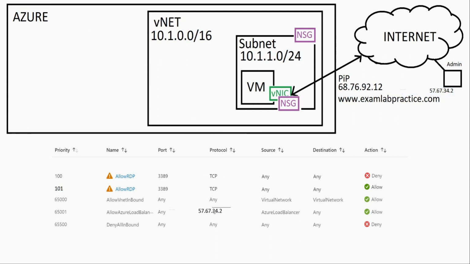So at that point, where would I put it? Would I put it under source or destination? Well, I would put it under source, right? That's where it's coming from. This is an inbound rule. So if I'm wanting to allow that admin, I would put it right here.